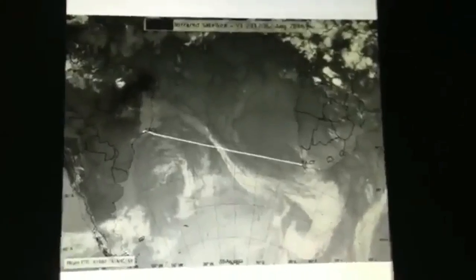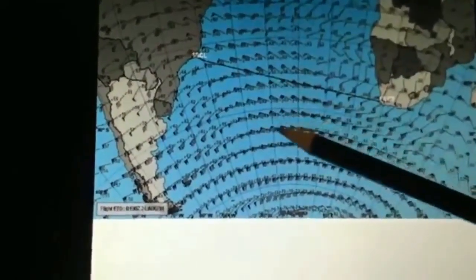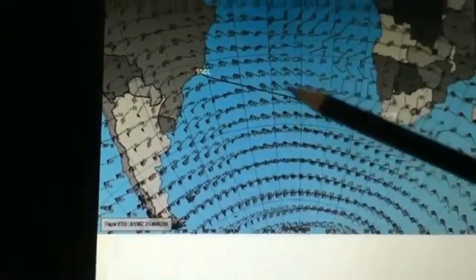There's the weather chart, infrared satellite weather. Now you'll see the wind patterns. You know, these little lines demonstrate the wind direction and strength.